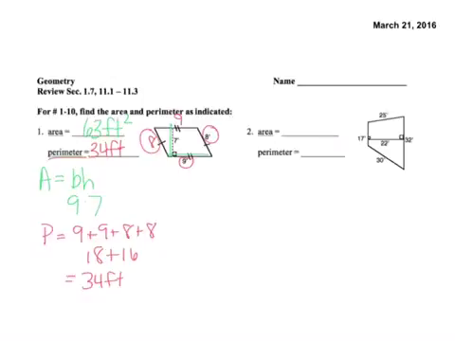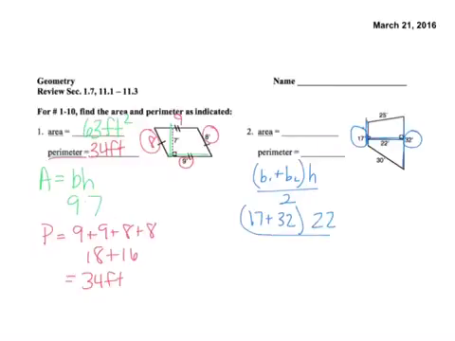Number 2, we need to find the area of a trapezoid. And when we do that, we have base 1 plus base 2 times my height, all divided by 2. My base 1 and base 2 are the two sides that are parallel. So this is my base 1, so 17 plus 32, here's my base 2, times my height, which is 22, all divided by 2.